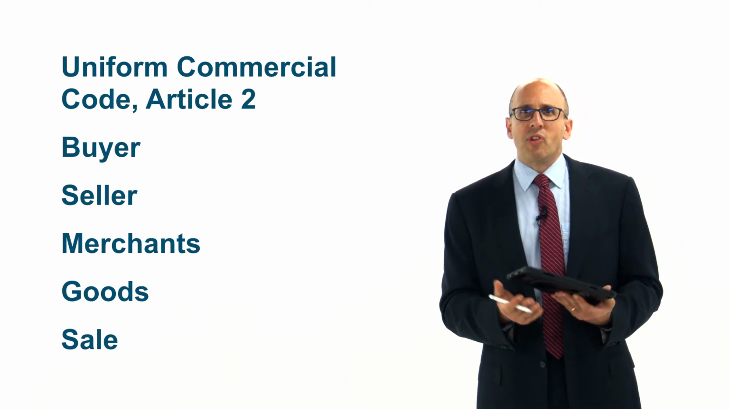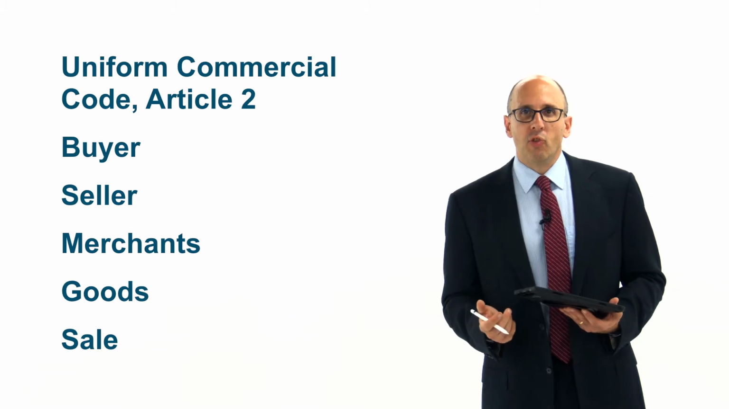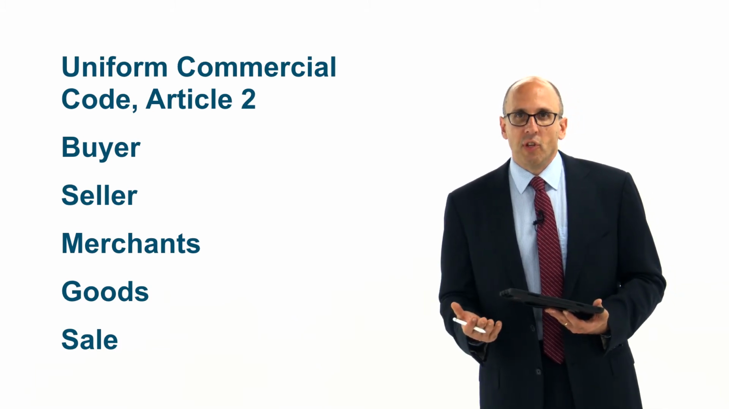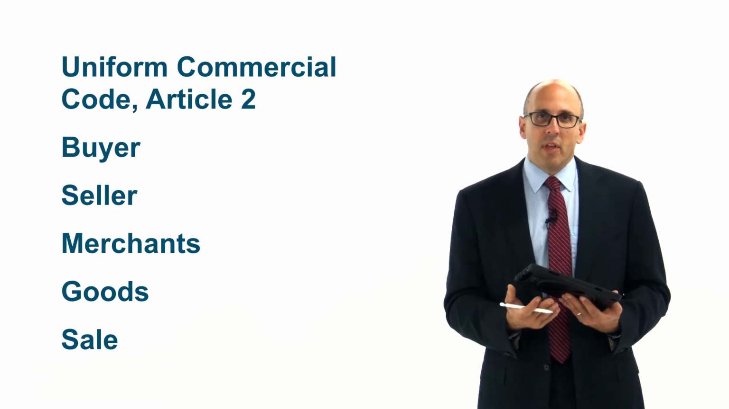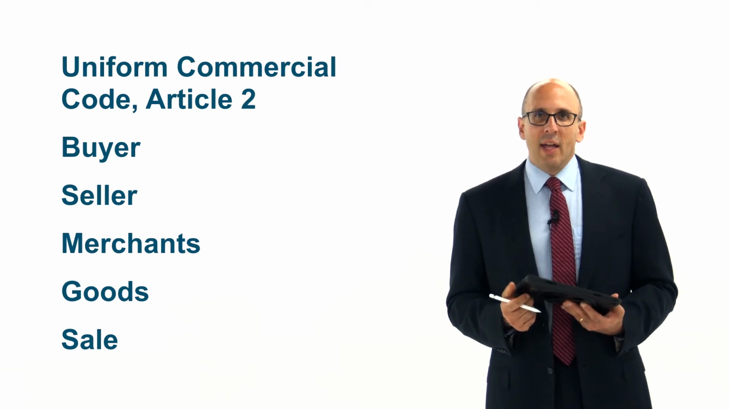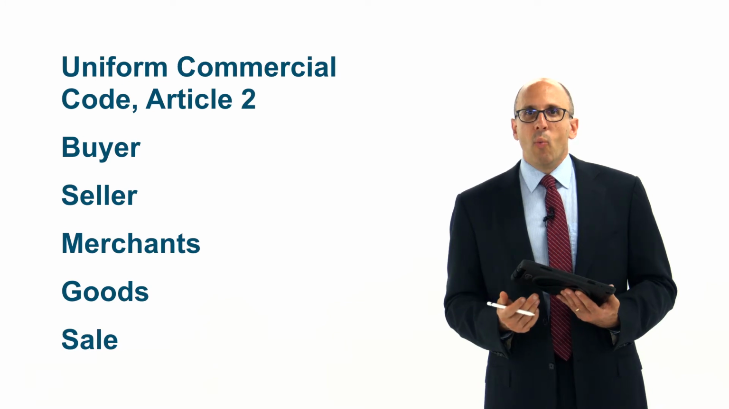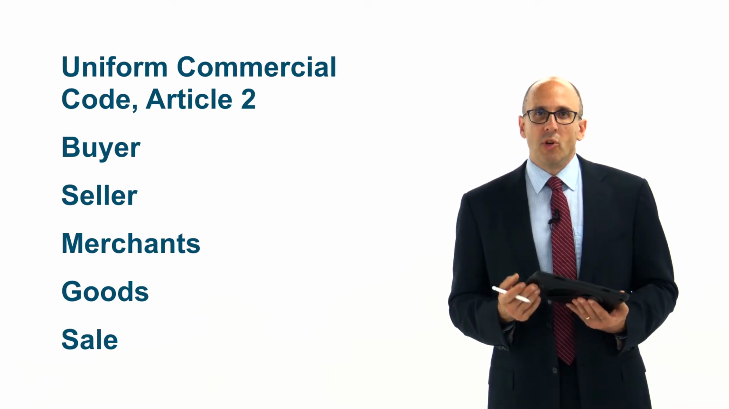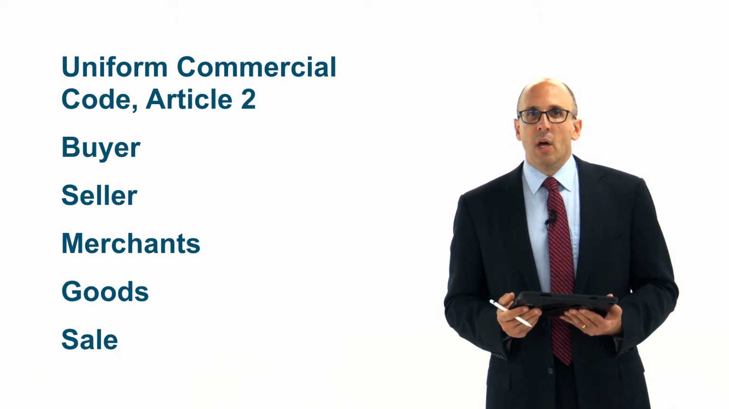Goods are just anything that you can move from one place to another. So goods are usually distinguished from services. And goods can be very big, they can be very small, but they're really anything that's movable. And a sale is that contractual transaction where one party provides something to the other, usually money, in return for the goods from the other party.